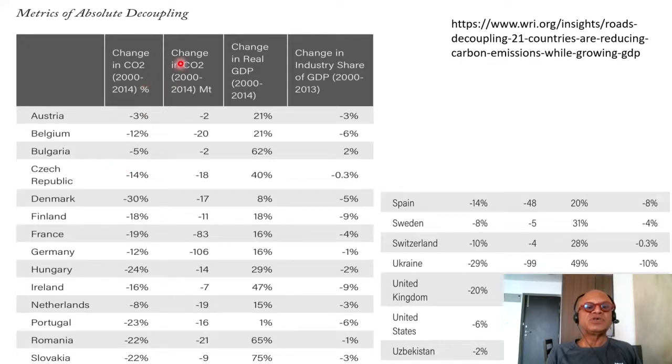Change in CO2, change in CO2 in percentage and metric tons, change in real GDP, and change in industry share of GDP, which we already looked at, but this just lists those countries that we looked at in the bar chart. Okay, so it's important to think in different ways because it gives you a different way of planning for reducing emissions while not reducing GDP, unless you are really bought into this idea of prosperity without increasing emissions, which is not going to be easy. If it can be done, great.